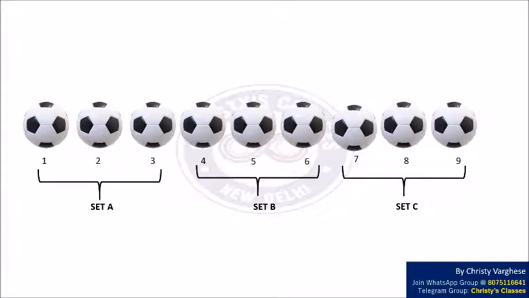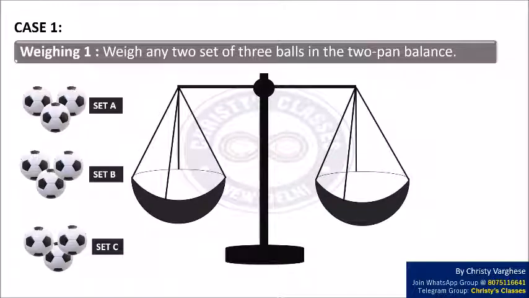In order to weigh the balls, we have 2 different cases and we are going to consider them one by one. Let us consider the first case. In this case, we are first going to weigh any 2 sets of 3 balls in the two-pan balance. That is, we have 3 sets, set A, set B and set C, and we are going to weigh any 2 sets.